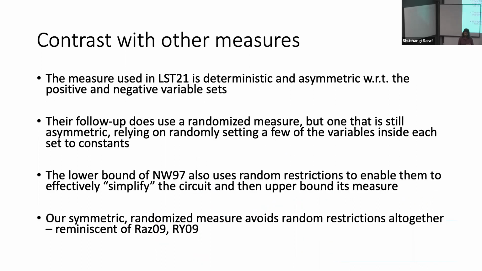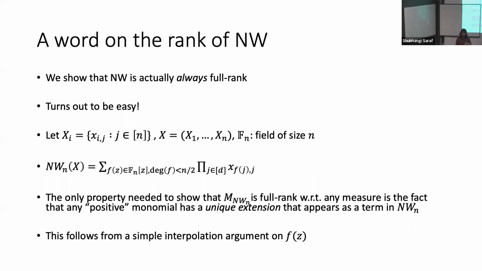Just to contrast with other measures, LST did not use this randomized measure. It was a deterministic measure, but it used some asymmetry in the sizes of these sets. Nisan-Wigderson used random restrictions and then used some measure. Our measure is also a random measure, but with no random restrictions, and it looks a little more like Raz and Raz-Yehudayoff, their works from the past, but still inspired by the LST work.